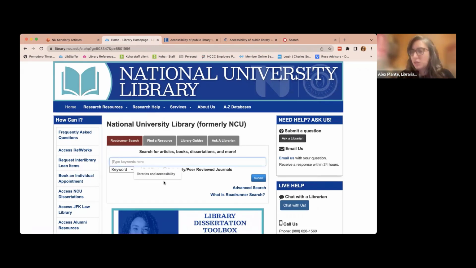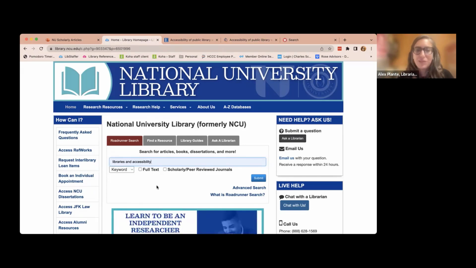Right away, you can start typing in keywords. I started to type in something in my field. Something I'm very interested in is making libraries more accessible. And so I put in a couple of keywords: libraries, accessibility, okay?